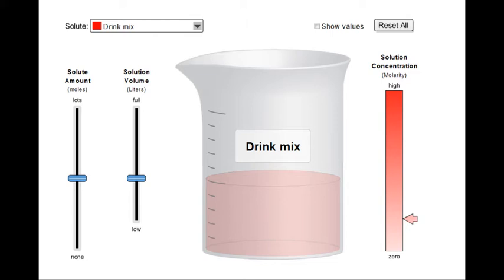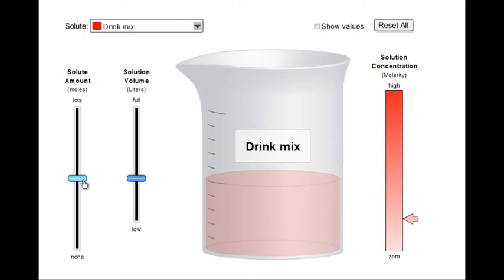So here we have a little applet that we can use to examine concentration. Over here on the right, there's a color gradient that shows when it's the most red versus a light red, the concentration of the solution is very high. Over here on the left, we have moles of solute. At the bottom, there's none. At the top, there's lots. Then we have the total solution volume. At the bottom, there's low, and at the top, it's full.